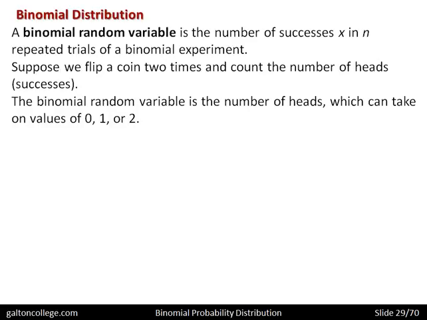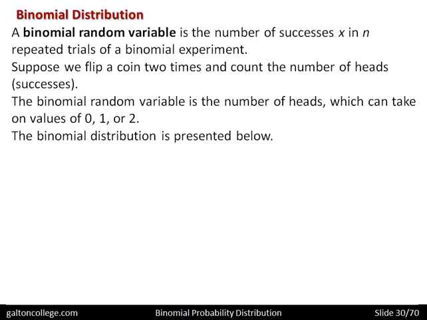So we toss the coin twice. We might get 2 tails, a tail and a tail, so we have no heads. We could toss the coin twice and get 1 head. Or we could toss the coin and get 2 heads. So these are the possible outcomes. We're only tossing the coin twice, so we can get 0, 1, or 2.